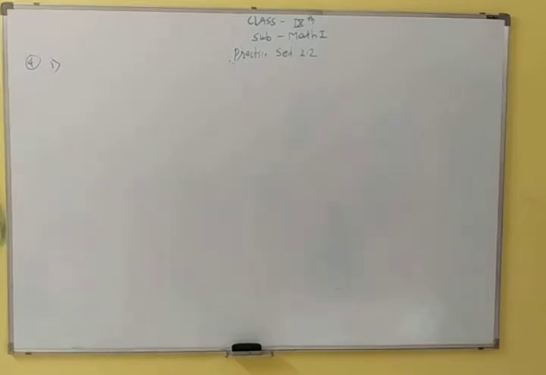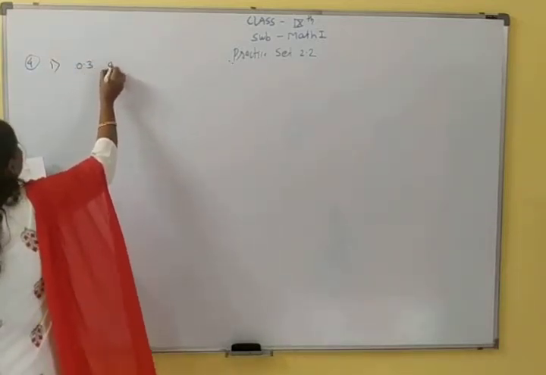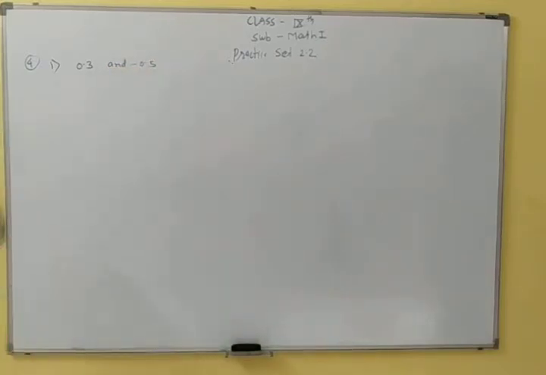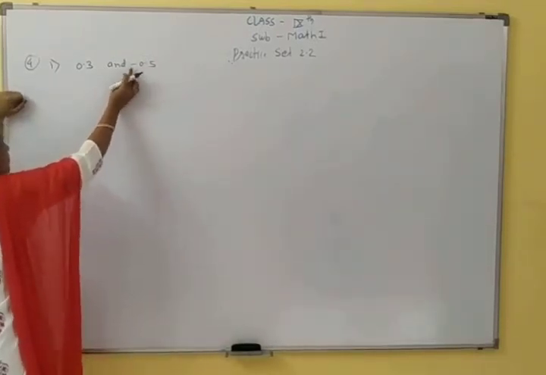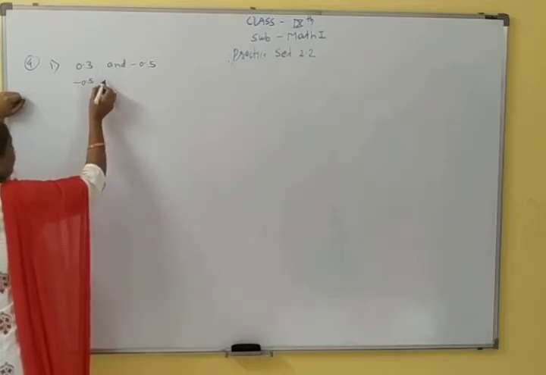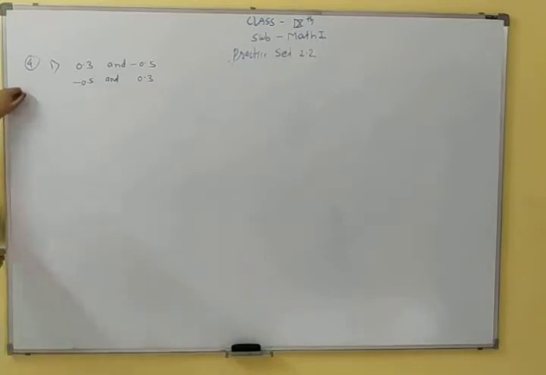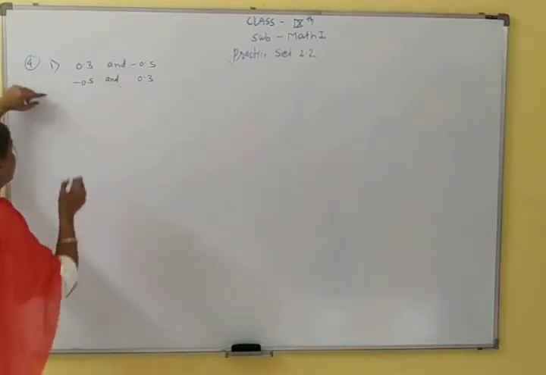Question number 4. Write any three rational numbers between the two numbers given below. First problem, 0.3 and minus 0.5. Write any three rational numbers between these numbers. So this is the smallest number because it is negative, and this is the greatest number. So we can write minus 0.5 and 0.3. Write any three rational numbers between minus 0.5 and 0.3.